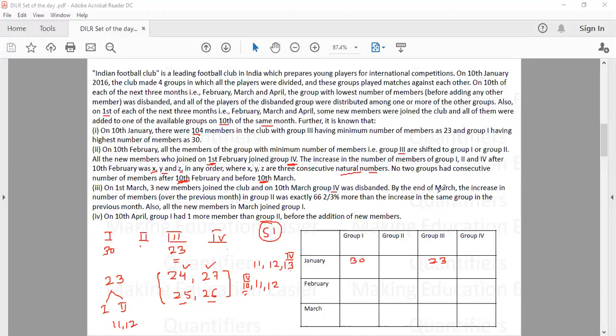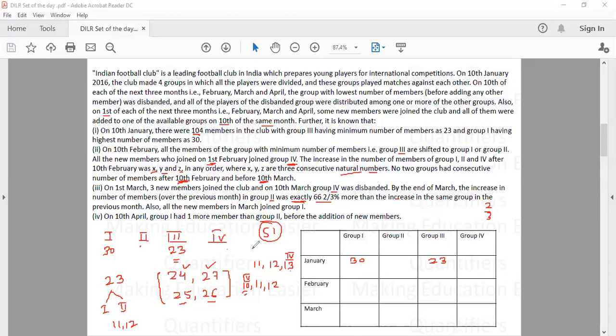By the end of March, the increase in the number of members over the previous month in group 2 was 66.2 by 3% more than the increase in the same group in the previous month. So 66.2 by 3% simply means 2/3. So the increase in group number 2 was exactly 2/3 more than the increase in the same group in the previous month.